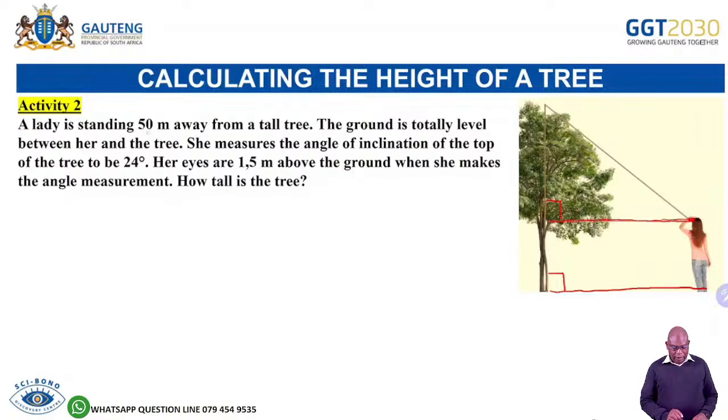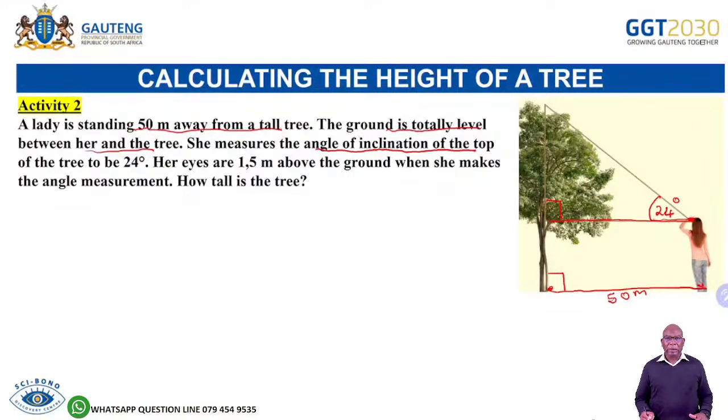Already they say she's standing 50 meters away from the tall tree. So from here to where she's standing, it will be 50 meters. Right? So now, the ground is totally level between her and the tree. So it's totally level. That's why I said it's 90 degrees then. She measures the angle of inclination of the top of the tree to be 24. In other words, she measures this angle from her observation point to be 24 degrees.